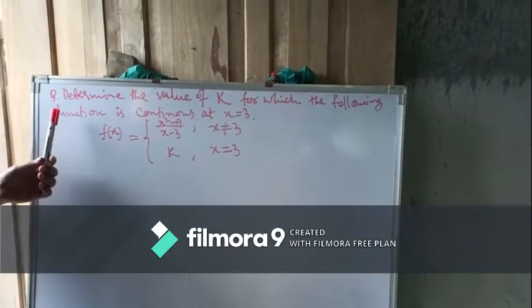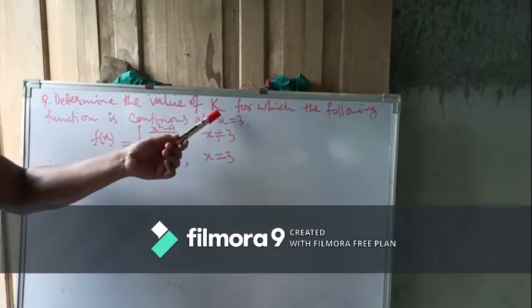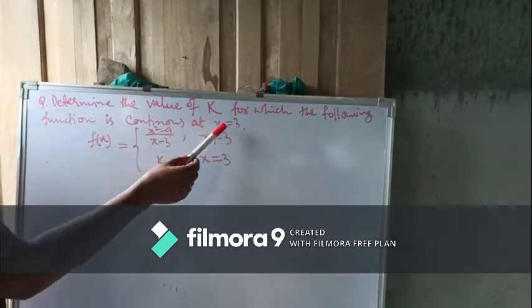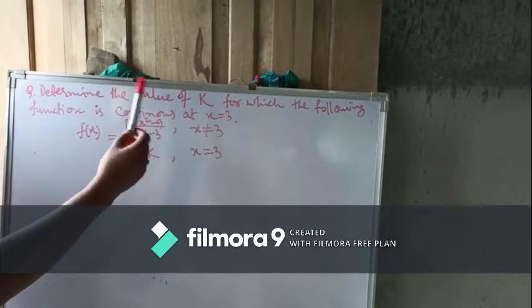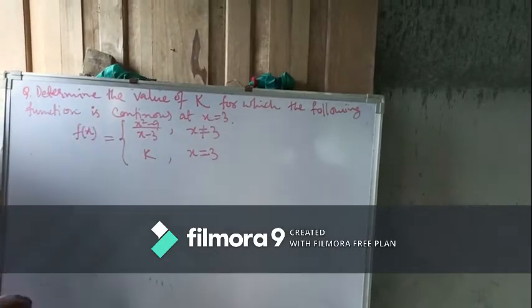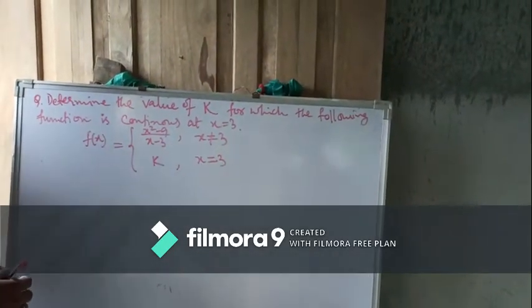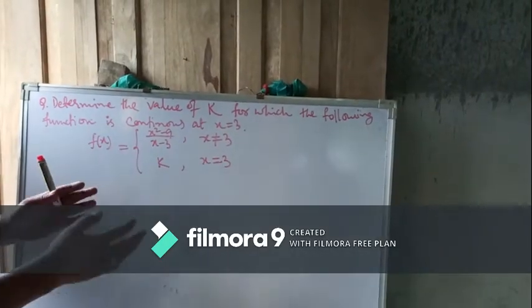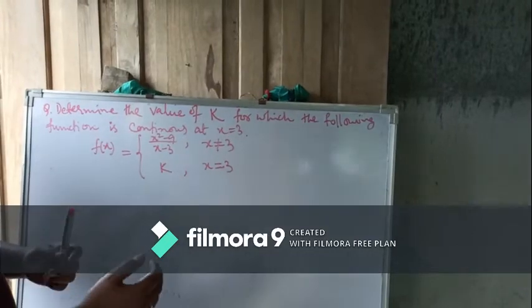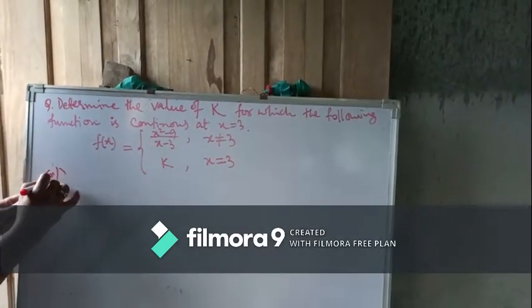Now this is another type of question. You can see we have to find a value of k. Determine the value of k for which the following function is continuous at x equal to 3. It is given to us that the function is continuous at the point x equal to 3, so we no need to find out left hand limit and right hand limit separately. That means both the limits exist. That's why we can write directly that the limit exists.